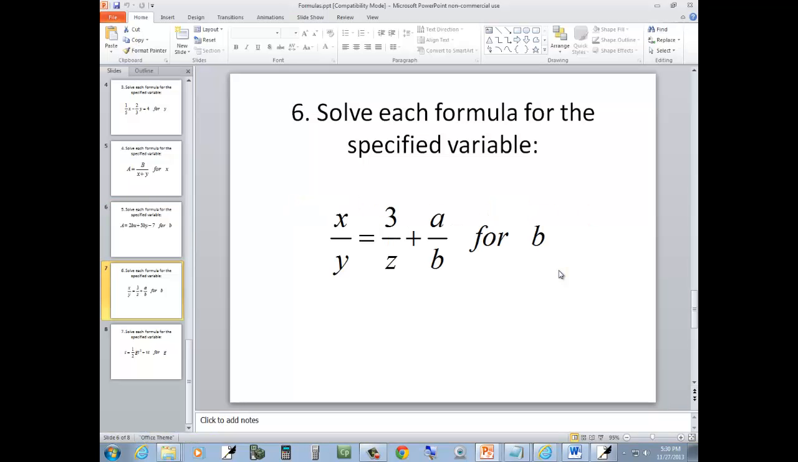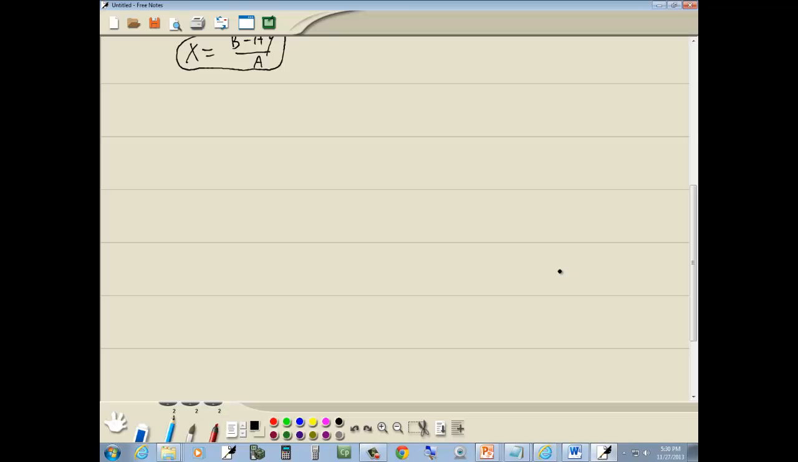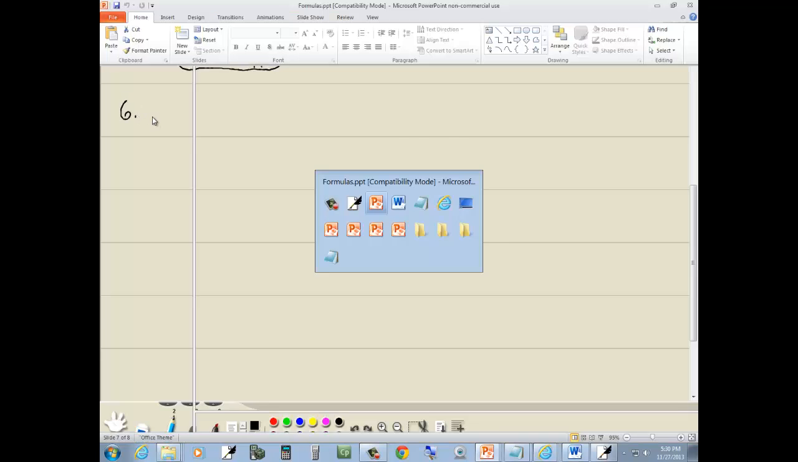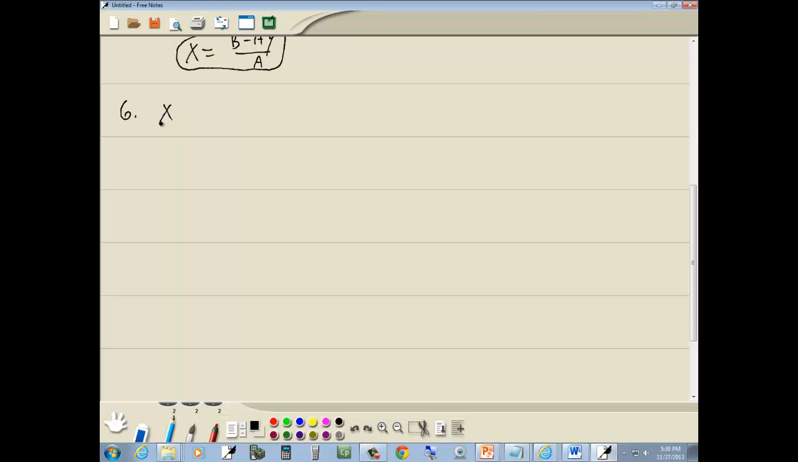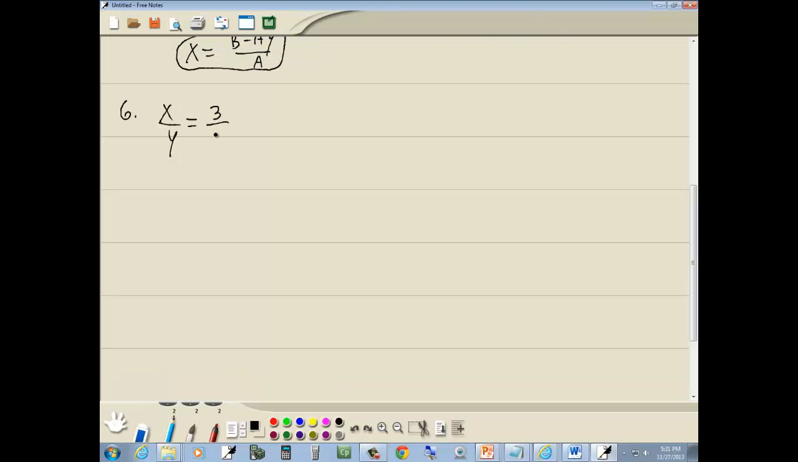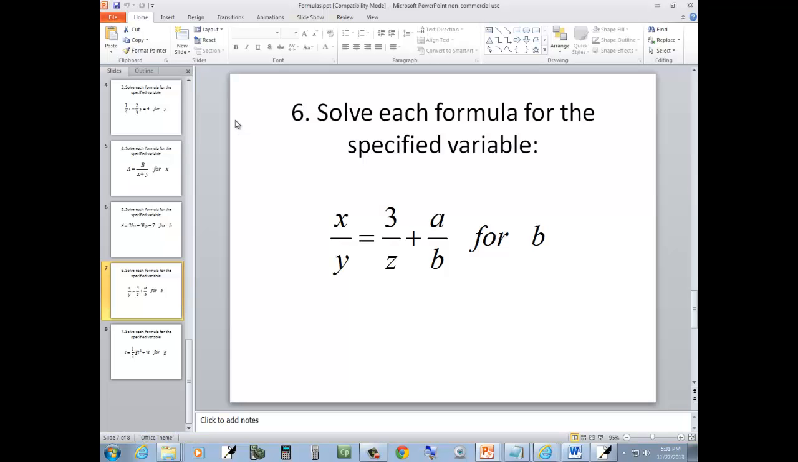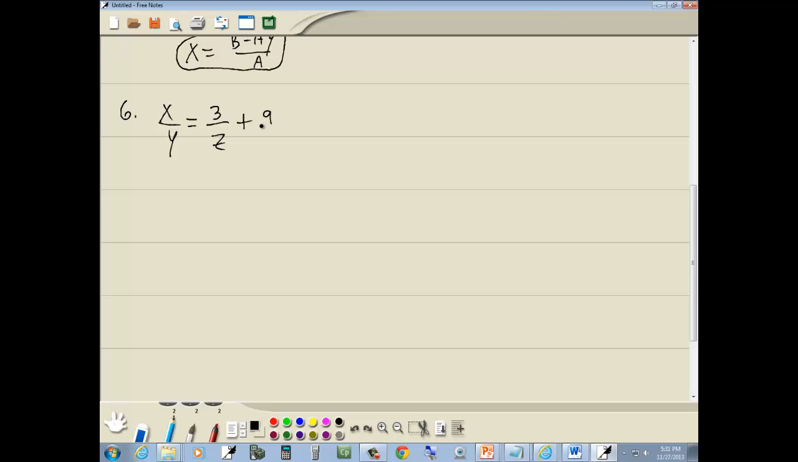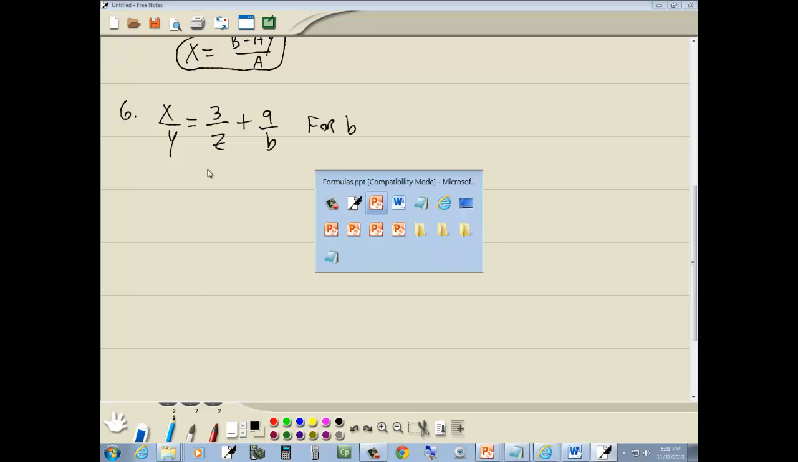Let's take a look at our next problem. You notice that I'm not doing a whole lot of thinking here. I'm just following those steps. The thinking comes when you're looking at word problems and analyzing them in more depth. Just solving a formula for a variable, though, is just you follow those steps. Okay.